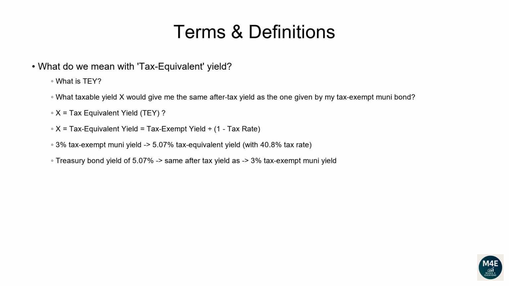The formula to compute the tax-equivalent yield is given by the Muni tax-exempt yield divided by 1 minus the tax rate. For example, if a Muni bond yields 3%, and you're in the 40.8% tax bracket, the tax-equivalent yield would be 3% divided by 1 minus 40.8%, and that's equal to 5.07%. So a taxable bond like a US Treasury would need to yield at least 5.07% to match the yield of a tax-exempt Muni bond currently yielding 3%.